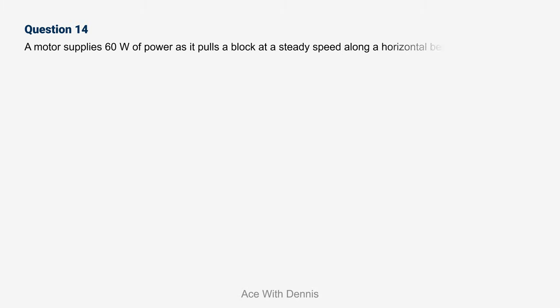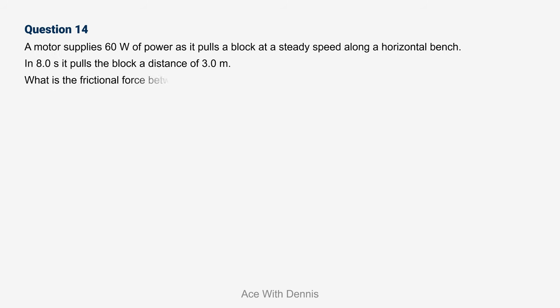Question 14. A motor supplies 60 watts of power as it pulls a block at a steady speed along a horizontal bench. In 8.0 seconds, it pulls the block a distance of 3.0 meters. What is the frictional force between the block and the bench?